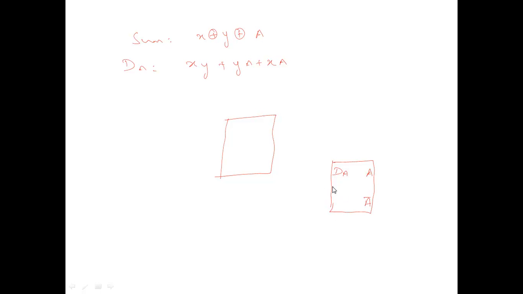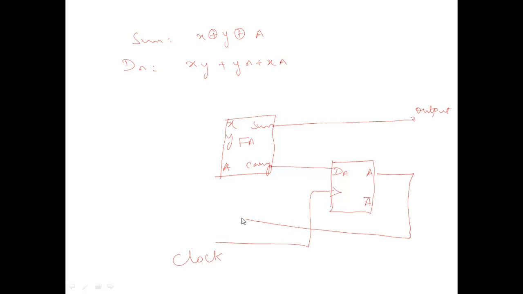You will have a synchronized clock. This is a sequential circuit, so clock is compulsory. You will have a clock. This is your full adder in which X, Y and A are the input. The output is sum and carry. The sum output will come as an output. This carry output will be coming to the D input, and this A, whatever you are having, is the carry storage which will be fed here.